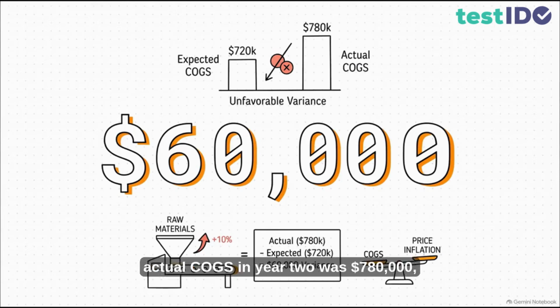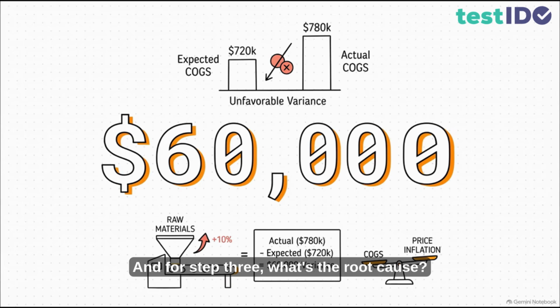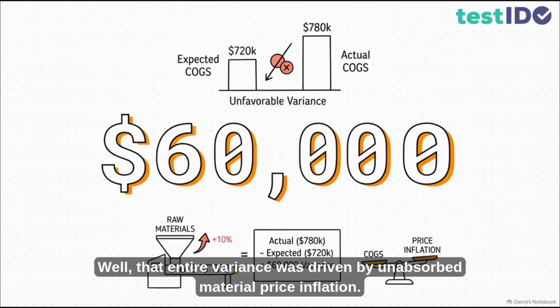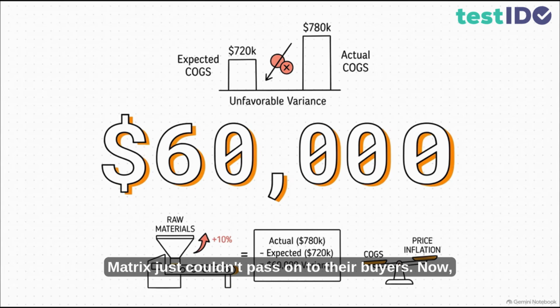So for step 2, actual COGS in year 2 was $780,000, not the $720,000 we expected. That reveals a huge $60,000 unfavorable cost variance. And for step 3, what's the root cause? Well, that entire variance was driven by unabsorbed material price inflation. Basically, that 10% hike in raw material costs that Matrix just couldn't pass on to their buyers.